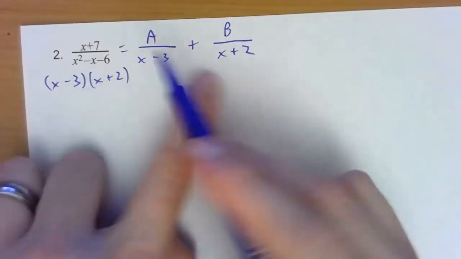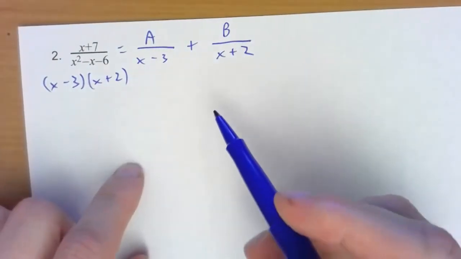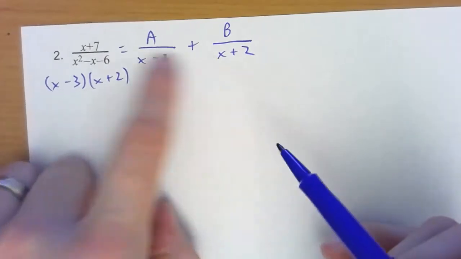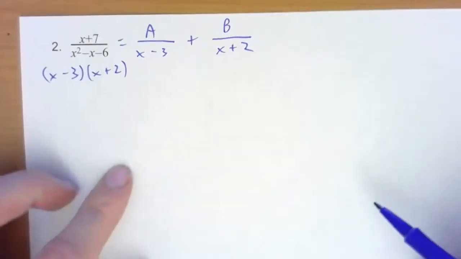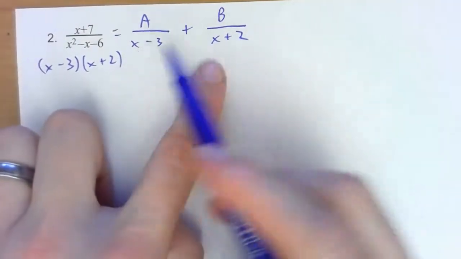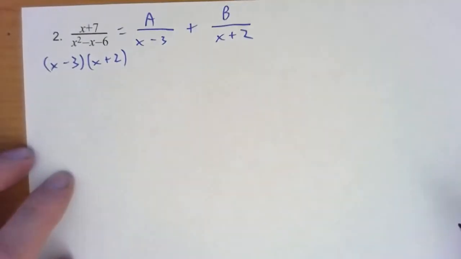Right? If you wanted to switch the order, it wouldn't matter, just as long as at the end your A goes with which denominator and your B goes with which denominator. Of course, addition's commutative, so you could flip-flop the fractions either way.